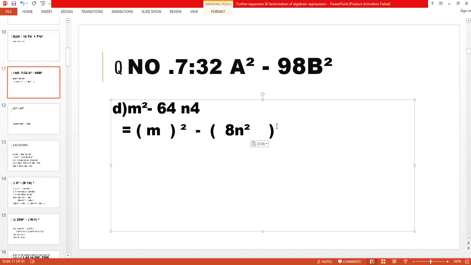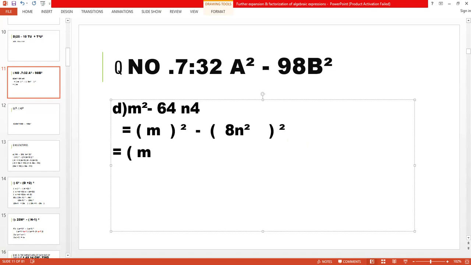So हमारे पास टू टर्म्स है. फर्स्ट टर्म है m, सेकंड टर्म है 8n स्क्वायर. सेकंड टर्म क्या है? 8n स्क्वायर, क्योंकि n स्क्वायर मल्टीप्लाई बाय n स्क्वायर होगा n4. अब वन टाइम मैंने इनको इसको ऐड करना है और वन टाइम मैंने इसको सब्ट्रैक्ट करना है.